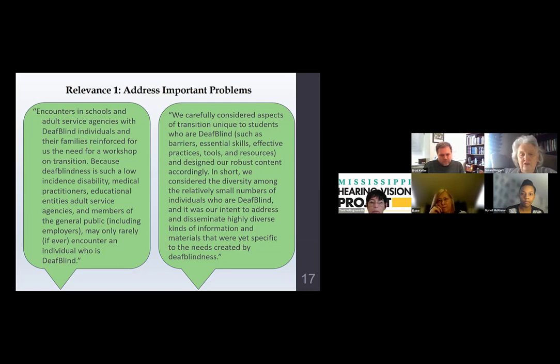In short, we considered the diversity among the relatively small numbers of individuals who are deafblind, and it was our intent to address and disseminate highly diverse kinds of information and materials that were yet specific to the needs created by deafblindness."